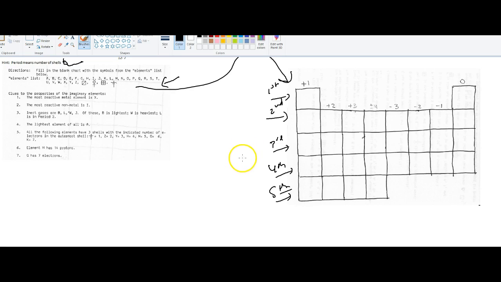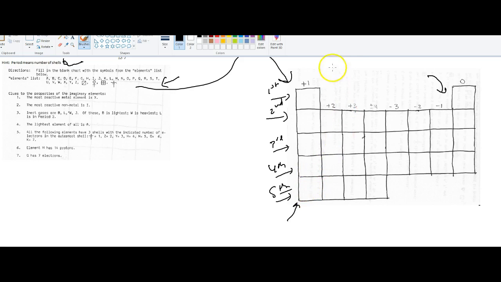All right, what's the first thing you should know? The most reactive element is X. Okay, so the most reactive. We talked about most active elements. One would be here, and one would be here. Hard to know whether that would be X.